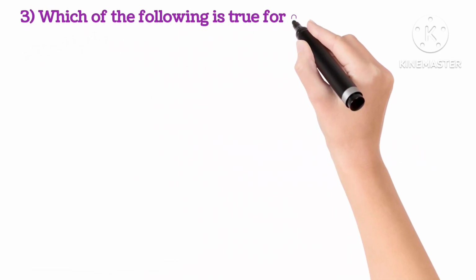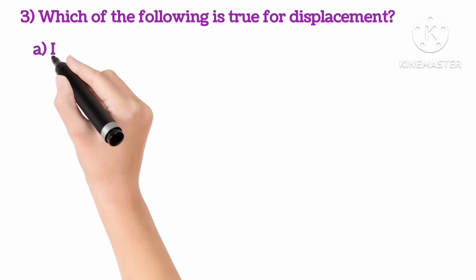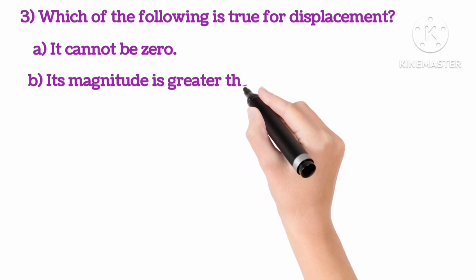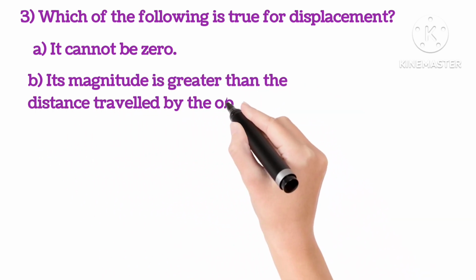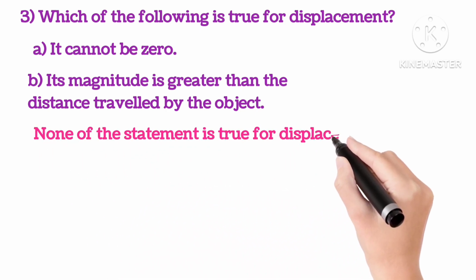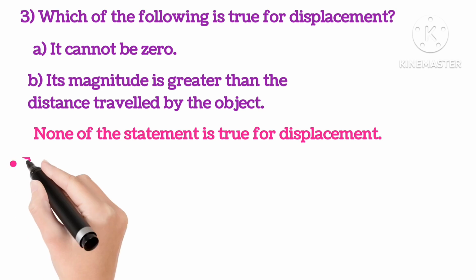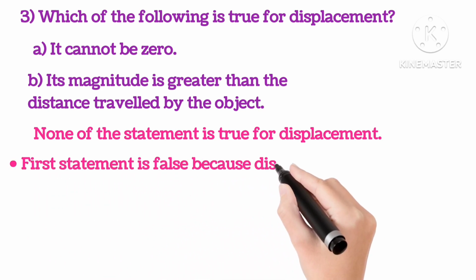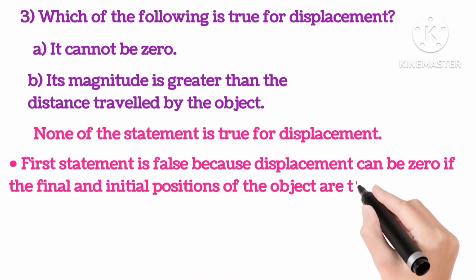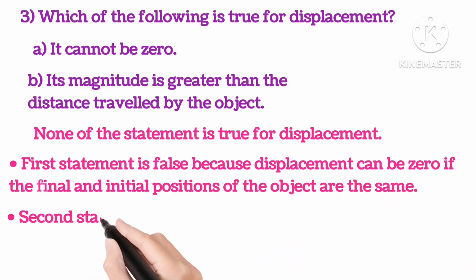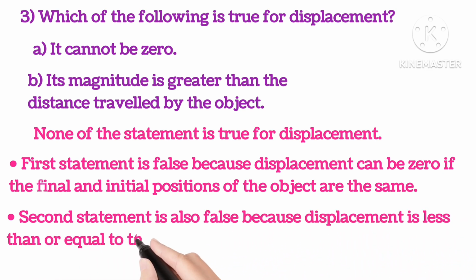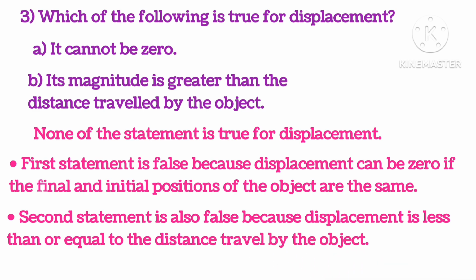Third, which of the following is true for displacement? A, it cannot be zero. B, its magnitude is greater than the distance travelled by the object. C, none of the statements is true for displacement. First statement is false because displacement can be zero if the final and initial positions of the object are the same. And the second statement is also false because displacement is always less than or equal to the distance travelled by the object.